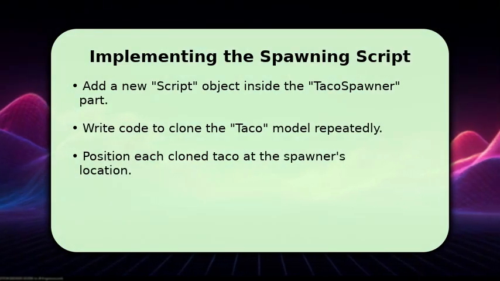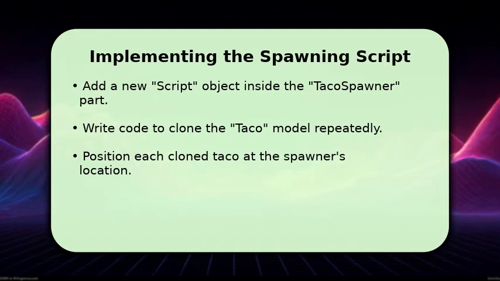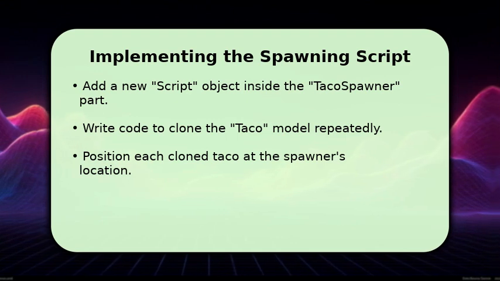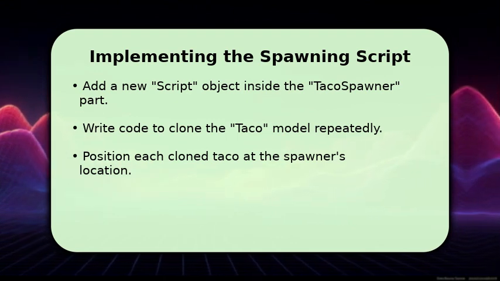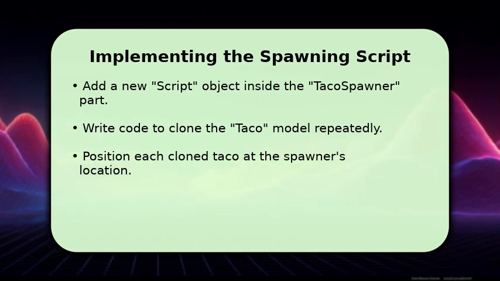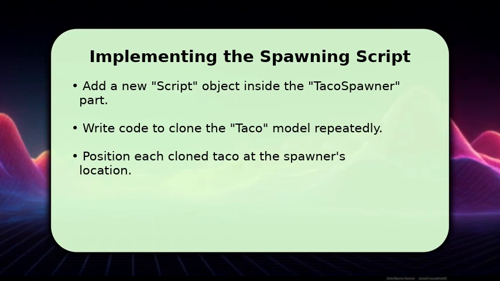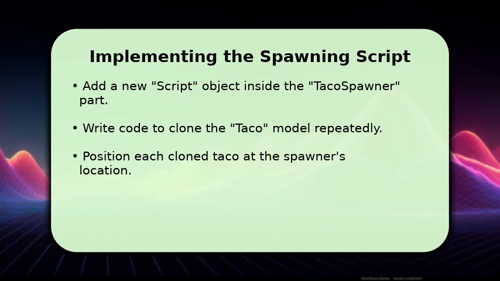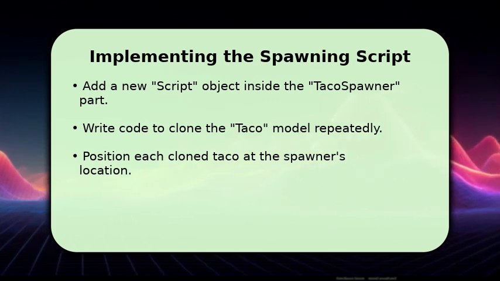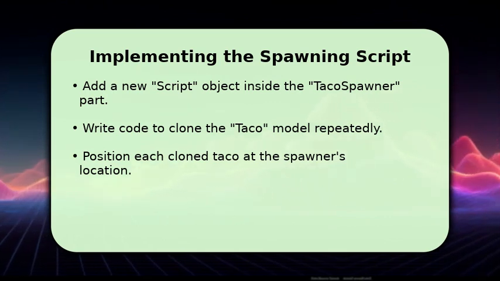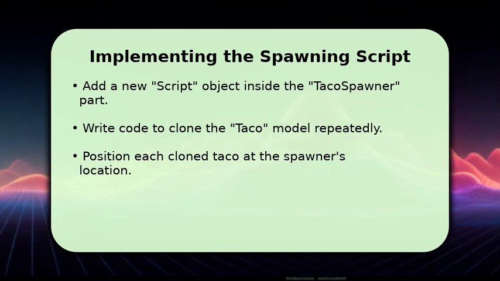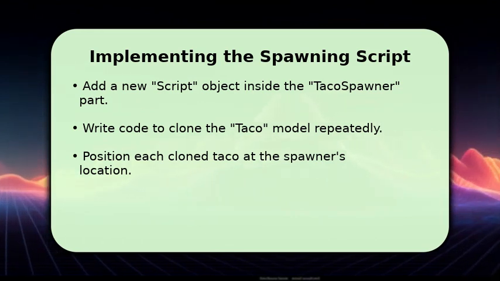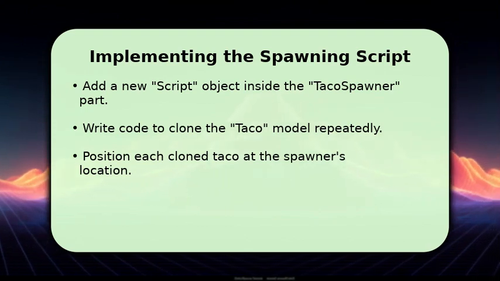Next, we'll add the magic script. Insert a new script object directly into your taco spawner part. This script will handle the continuous spawning. Inside the script, write code to repeatedly clone your taco model. Each cloned taco should be positioned at the taco spawner's location. Finally, apply a downward velocity to each new taco, making it fall realistically.